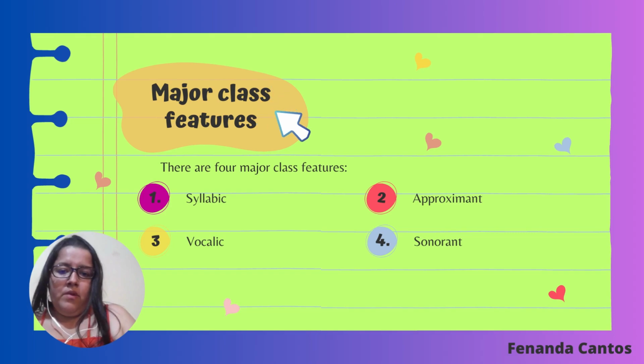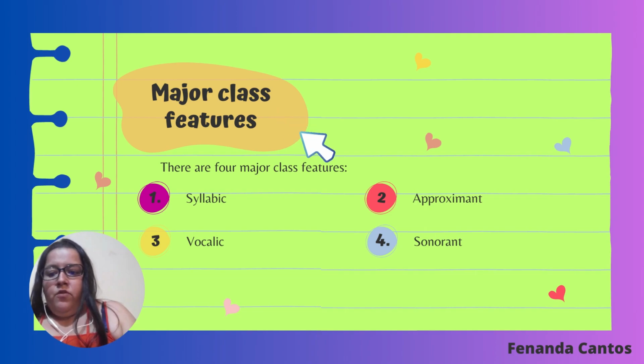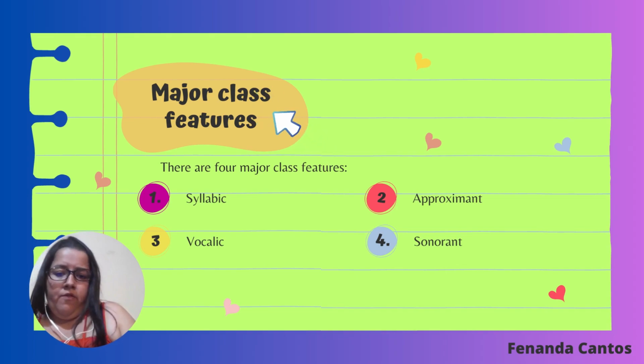Hello teacher, major class features. There are four major class features. Number one, syllabic, number two, approximant, number three, vocalic, number four, sonorant. These four features don't have much in common physically, but they give the overall tone of the sound.